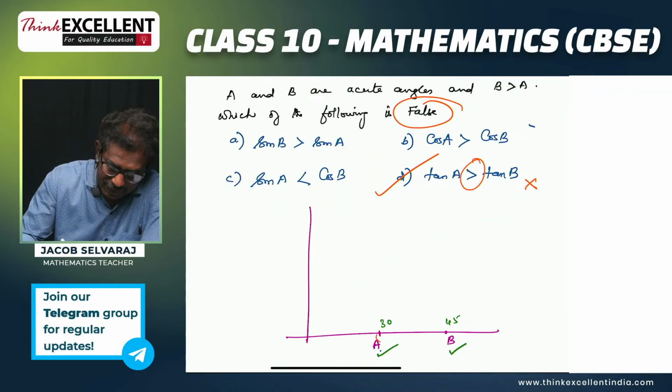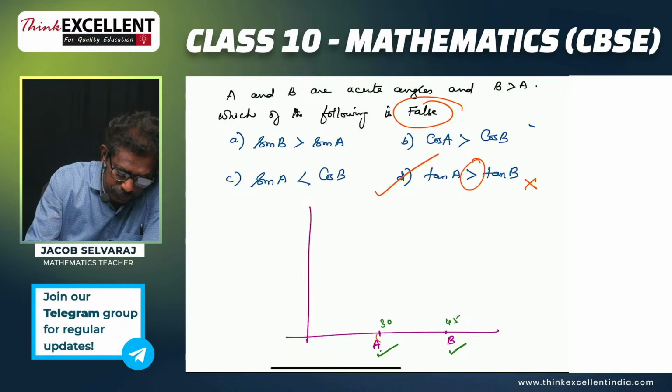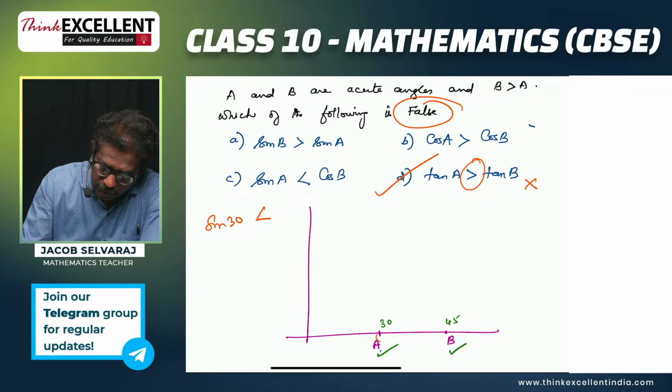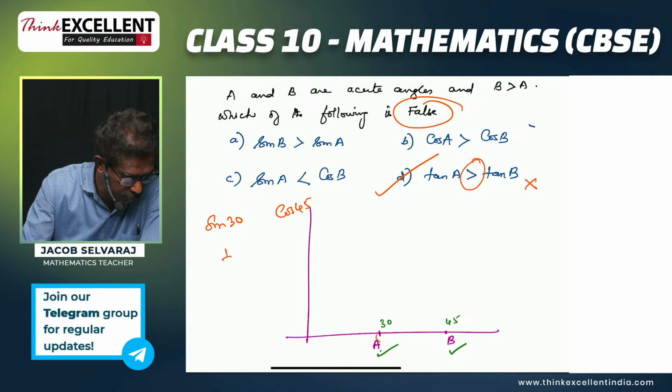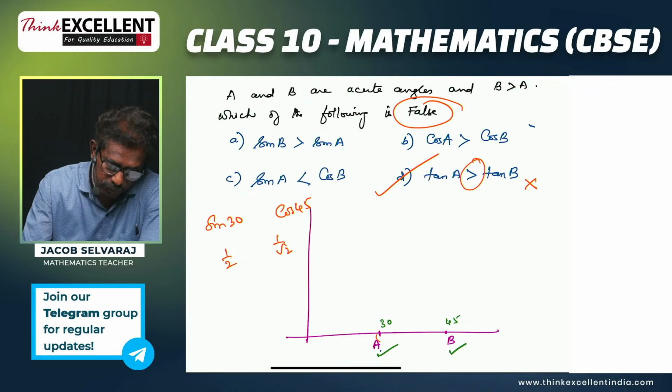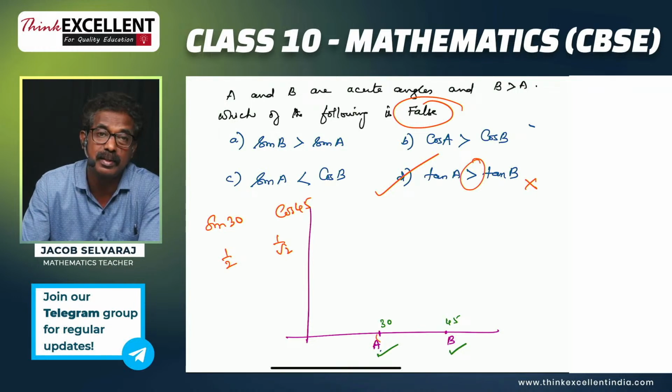Look at this example. Sine A I have taken as 30. So sine 30 less than cos B. Cos B, no, it is cos 45, right? Check whether you are getting less than. Sine 30 is 1 by 2. Cos 45 is 1 by root 2. Are you getting less than?